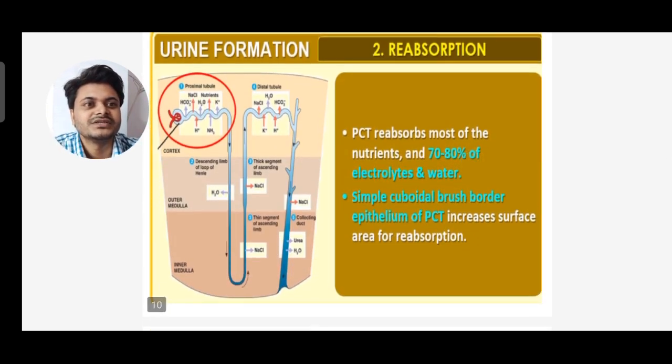Next, you can see the PCT, that is the proximal convoluted tubule, reabsorbs most of the nutrients and 70 to 80% of electrolytes and water. The simple cuboidal brush border epithelium of the proximal convoluted tubule increases the surface area for reabsorption.